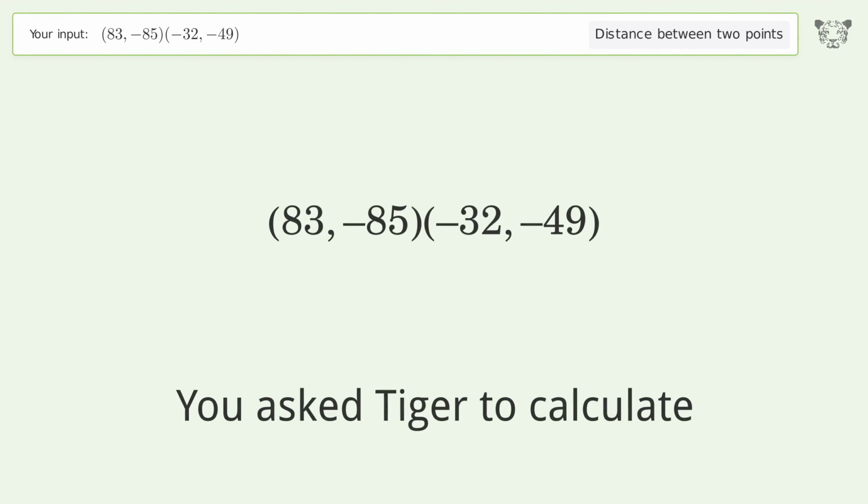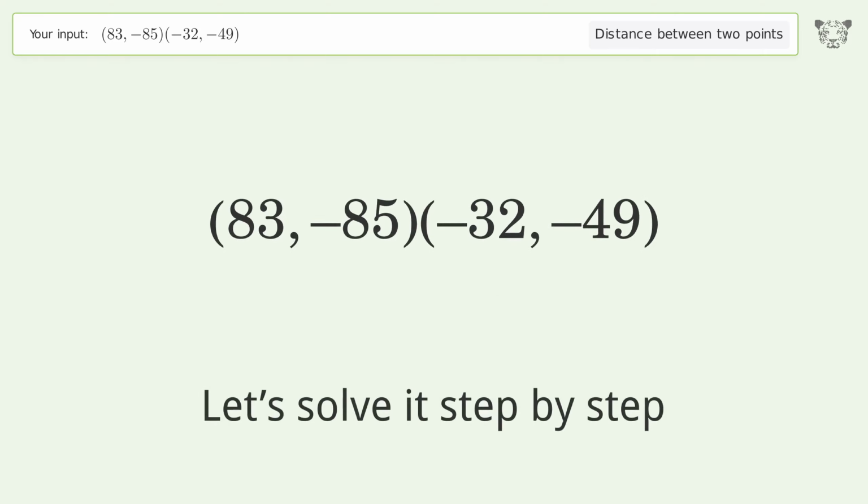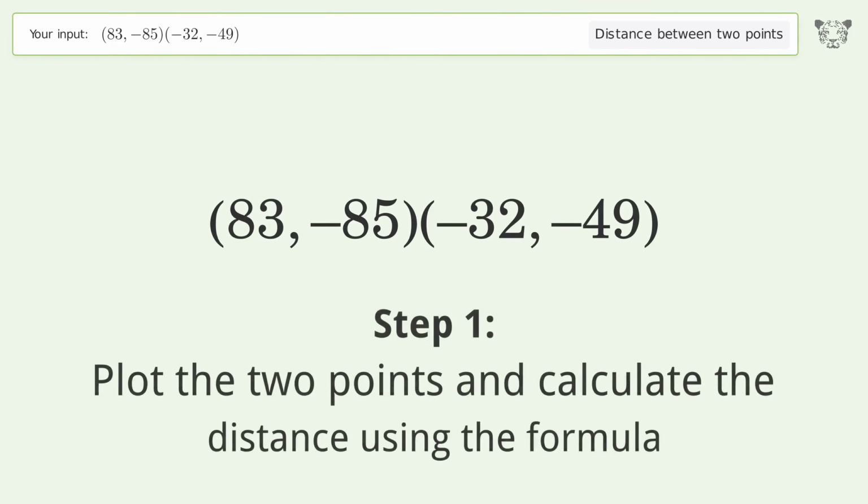You ask Tiger to calculate. This deals with the distance between 2 points. The distance between the 2 points is the square root of 14,521, or 120.503. Let's solve it step by step. Plot the 2 points and calculate the distance using the formula.